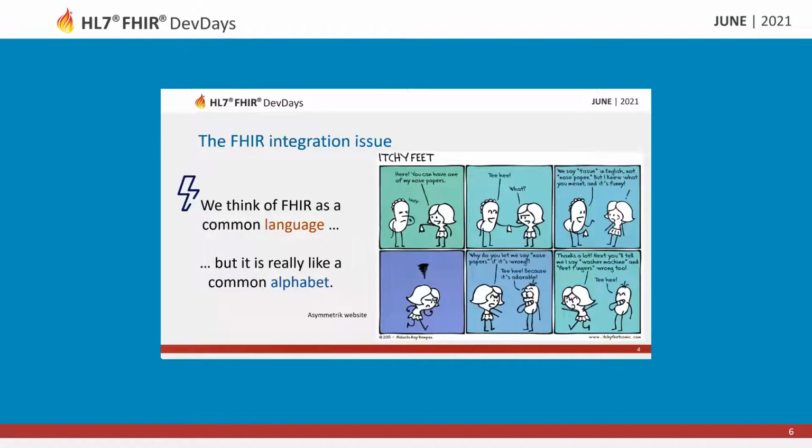I found a nice quote on the Asymmetric website that puts it nicely: we think of FHIR as a common language, but it's really like a common alphabet. And it would be cool to have building blocks available that can be used in a wide range of integration scenarios, entities with the same meaning, so that you minimize the implementation effort to support a wide range of integration scenarios.